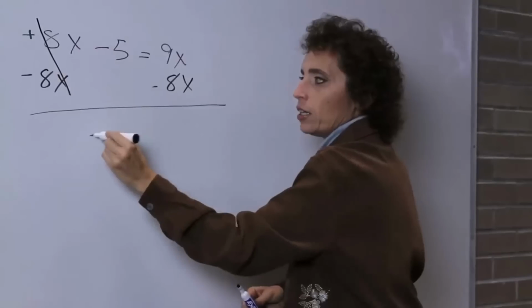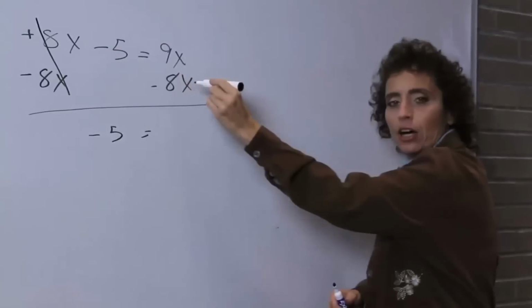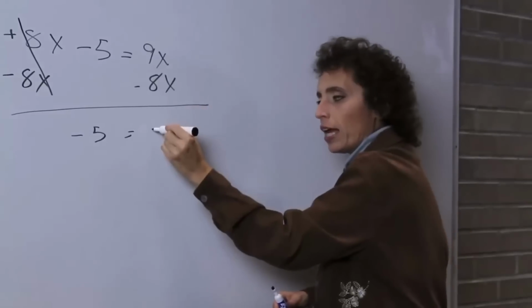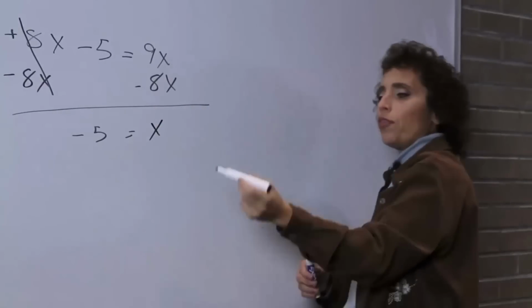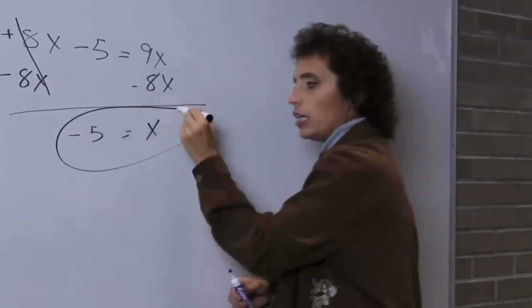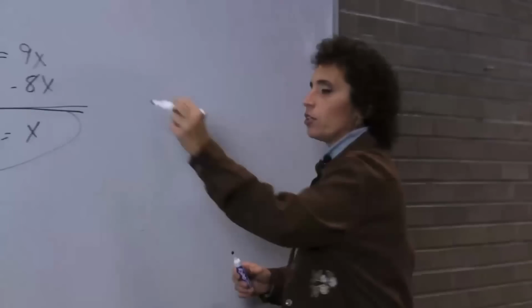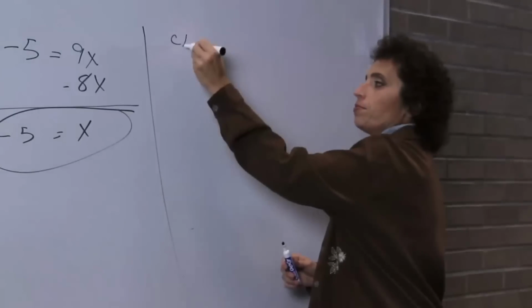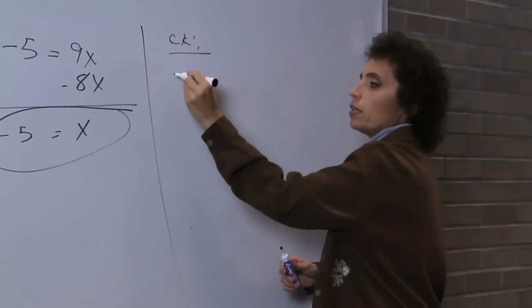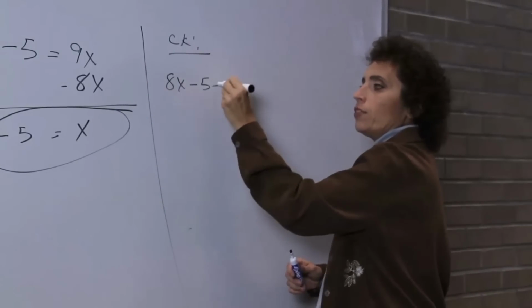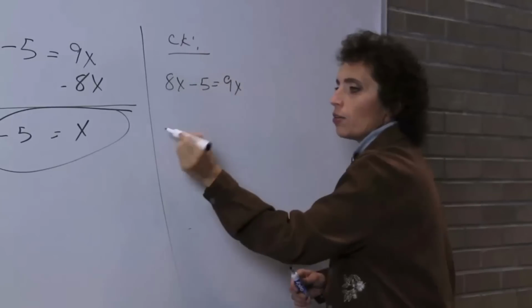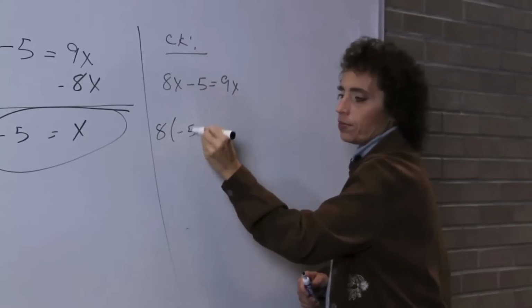Negative 5 equals, I have 9, I owe you 8, so I have 1x or just x. If you want to write the 1 there, you can. Either way, you are done. Let me do this check, and then I'm not going to check a whole lot more after this. Okay, so here's the check. 8x minus 5 equals 9x. And remember, x is negative 5.